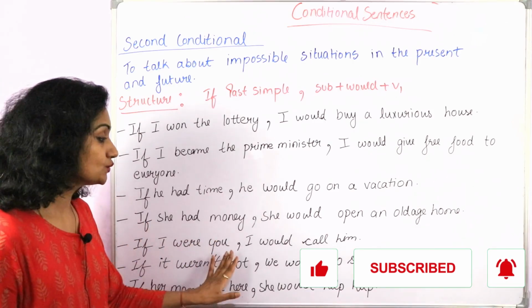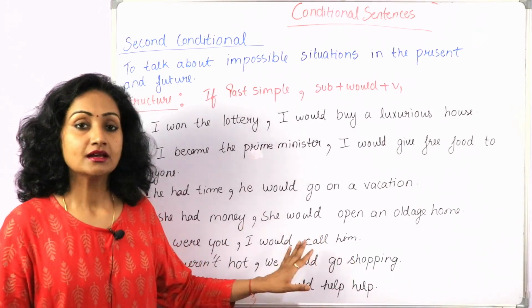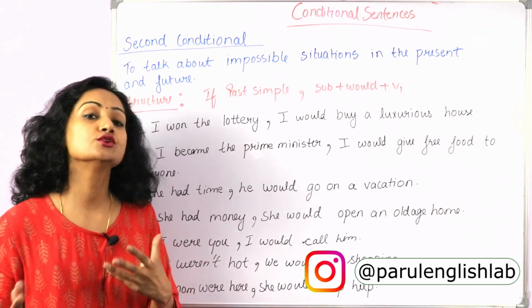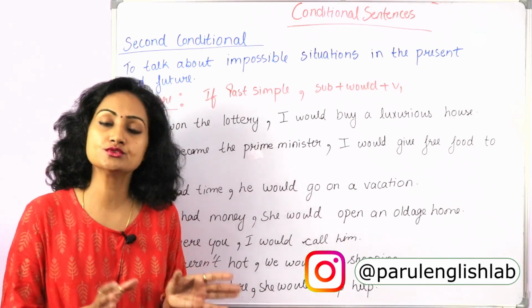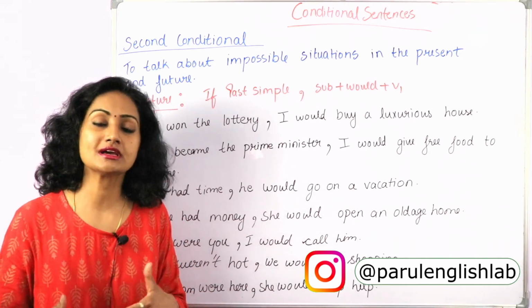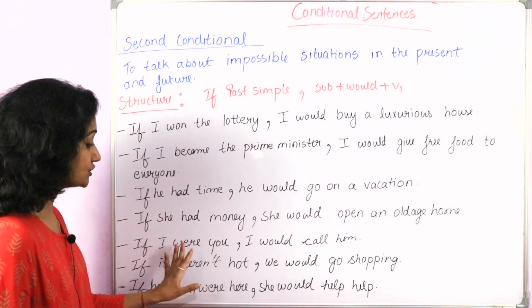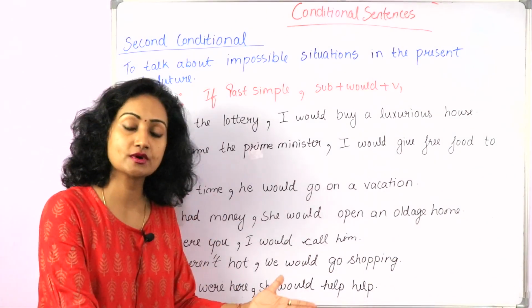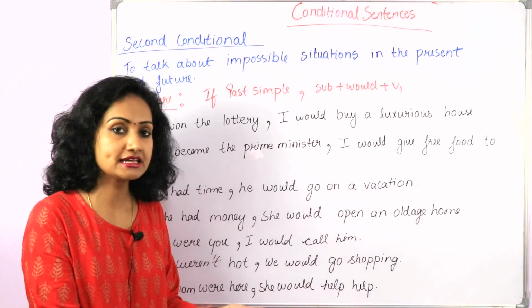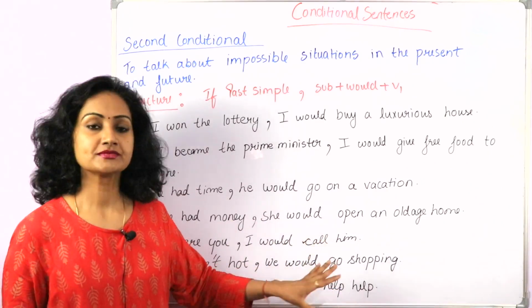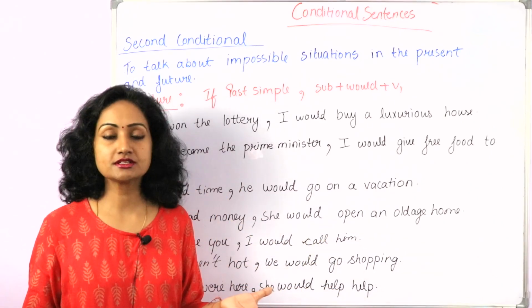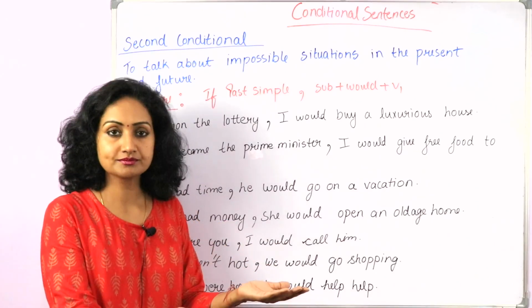If I were you, I would call him. So this is a phrase: if I were you, if she were here. We use these phrases when we talk about a situation. If I were you, if I were in your situation, if I were at your place, then what would happen? This is again a hypothetical situation, because I can't be you.